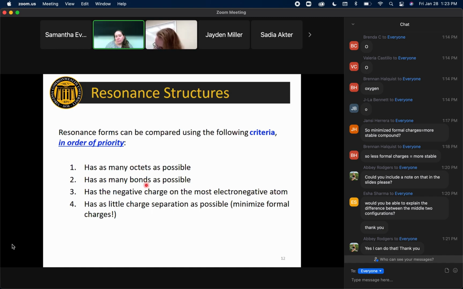So most of the time you won't have to go through all four of these rules. Most of the time, rules 1 and 2 will be enough to get you to the right answer. But if they're not enough, then you need to start looking at formal charges. All right, you guys have any questions about that?